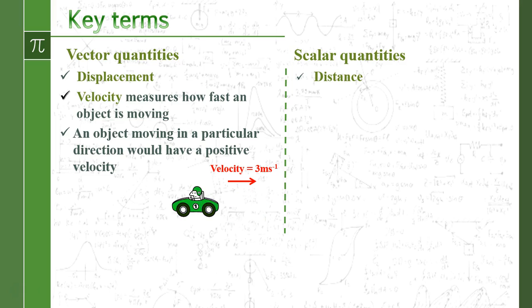However, if we turn our car around and make it move that way, then we'd say it has a velocity of -3 meters per second, again because it's going in the opposite direction. Right, so let's just get rid of him. There he goes.